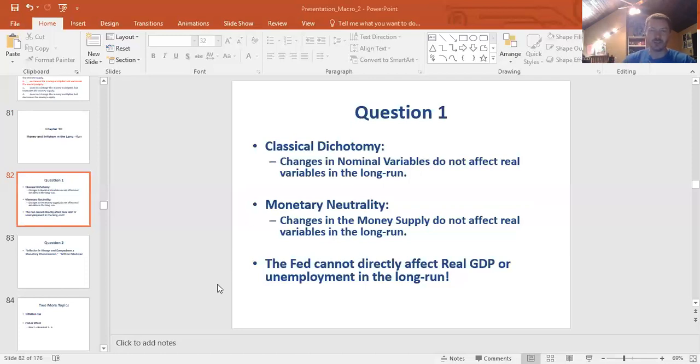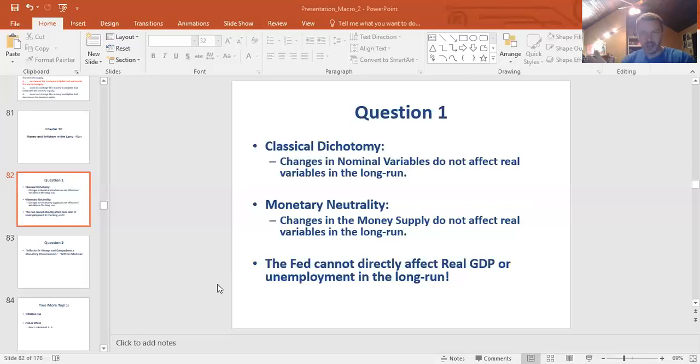Anyway, the world of nominal variables, the world of real variables, the classical dichotomy says changes in nominal variables simply do not affect real variables in the long run. And that makes sense. That's fundamental. Whatever you do, don't forget that as we go through the course. We're going to talk about a lot of other detail-oriented stuff in the next few chapters, but you can't forget that principle of the classical dichotomy.